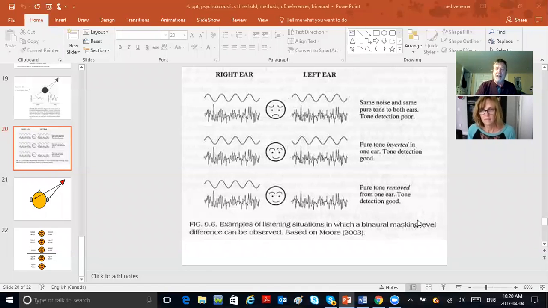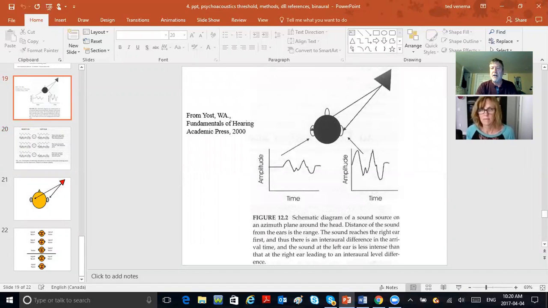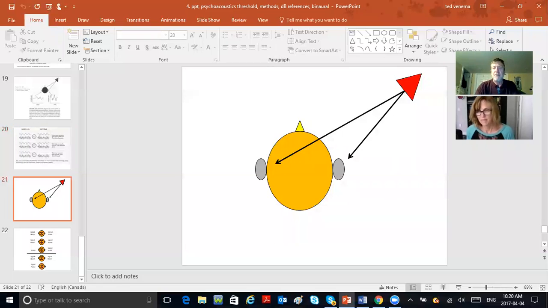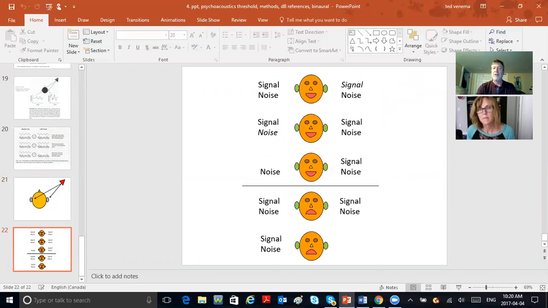Okay? Now, people always draw things. I try to draw things too. Here's another example of sound coming from the side of a person, but that's not the one we want to look at. Here's how Teddy draws the two.